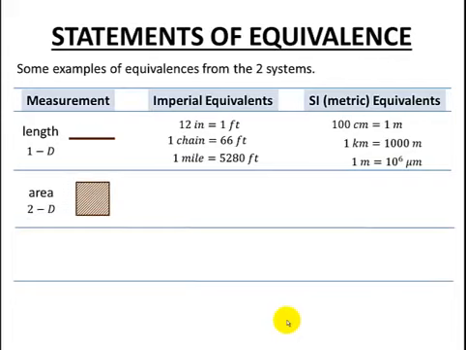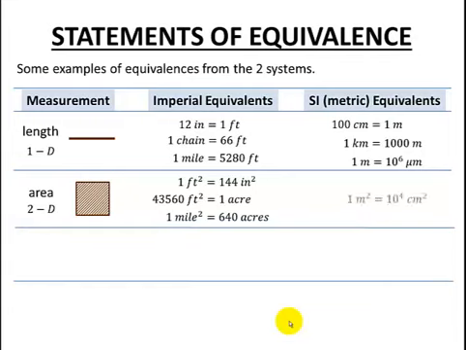Area examples. 1 square foot is 144 square inches. 43,560 square feet is the same as 1 acre. 1 square mile is 640 acres. 1 square meter is 10 to the 4th centimeters squared.